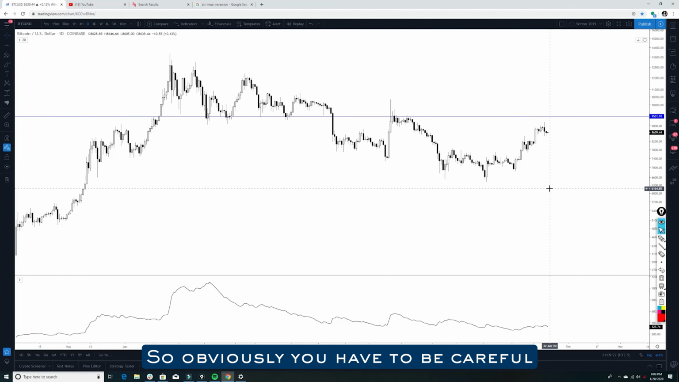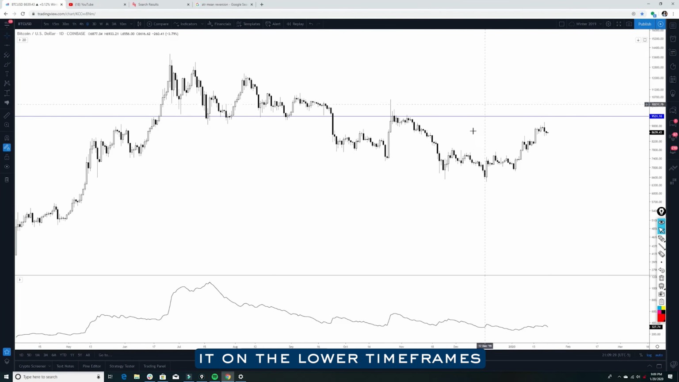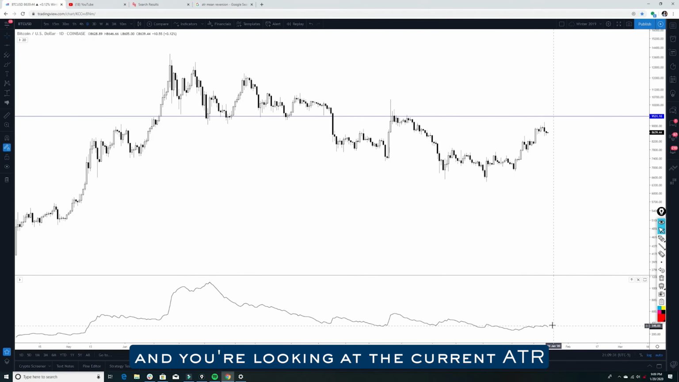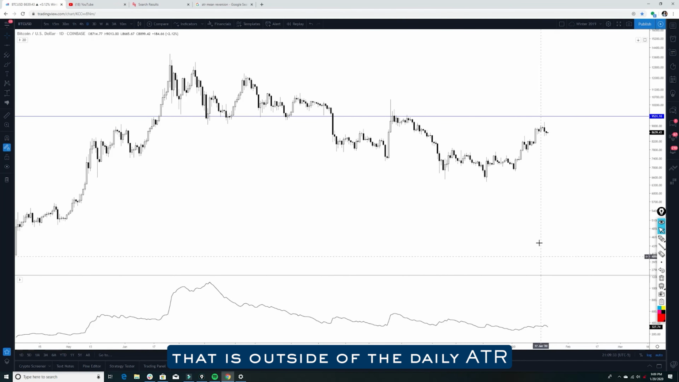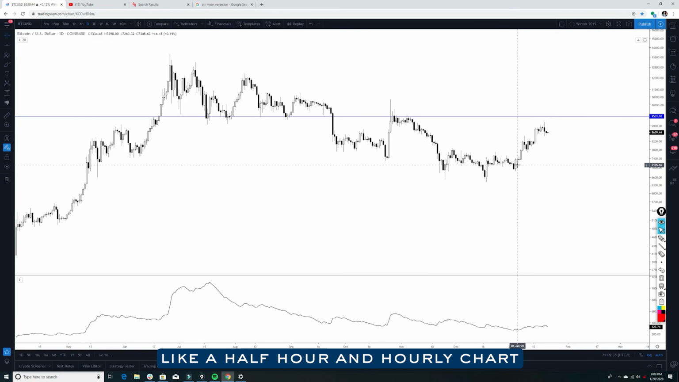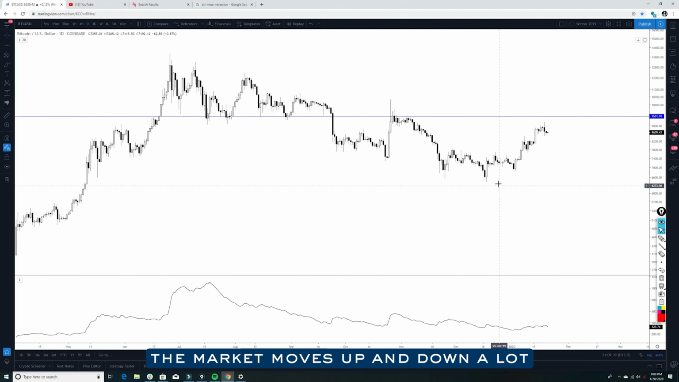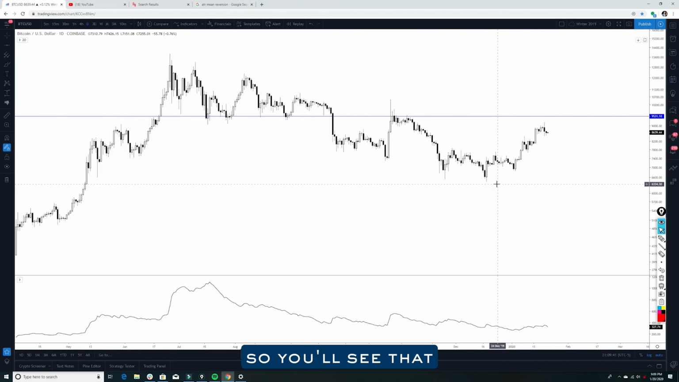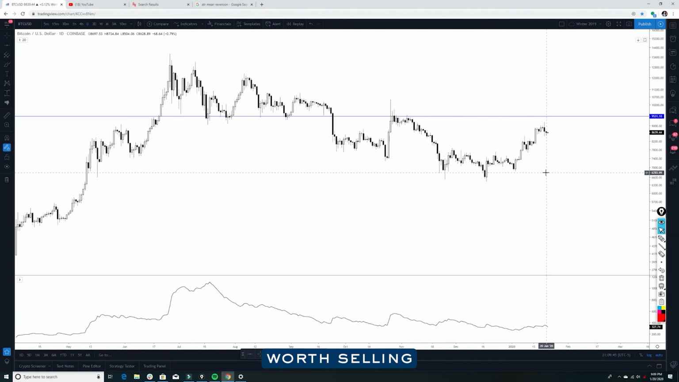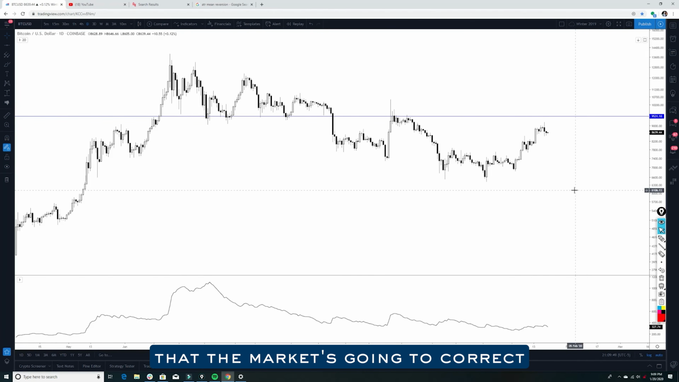Obviously you have to be careful how you apply this, but when you apply it on the lower time frames and you're looking at the current ATR, if you have a move that is outside of the daily ATR on something like a half hour or an hourly chart in a short amount of time, typically the market moves up and down a lot. You'll see that those are worth fading. If you have a move up, worth selling. If you have a move down, worth buying, on the assumption that the market's going to correct and return back to norms.